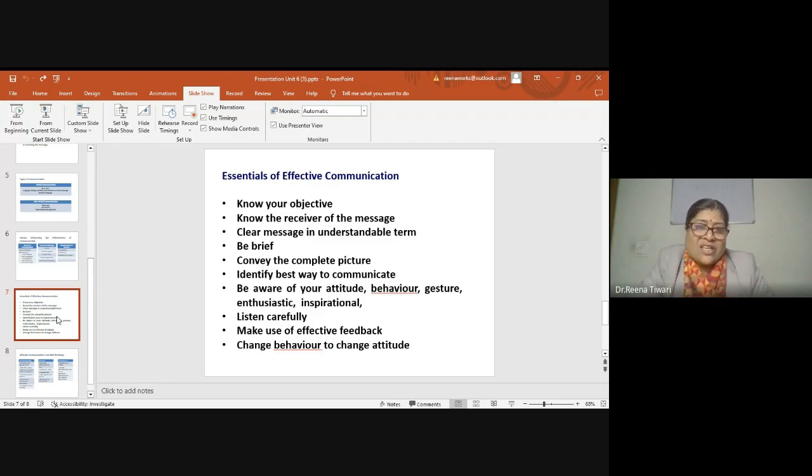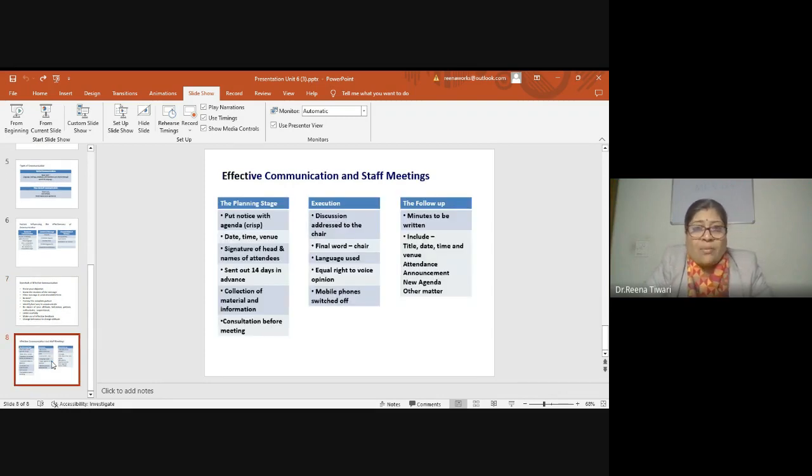So behavior is very important in communication. If we want the communication to be effective, our behavior should be very positive, enthusiastic, inspirational, and understanding. Along with it, we can talk about how effective communication should be done, especially in staff meetings. We are talking about head teachers as school leaders, and in this, we are particularly talking about communication.